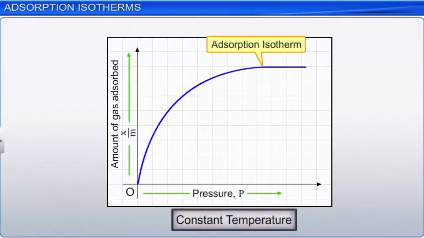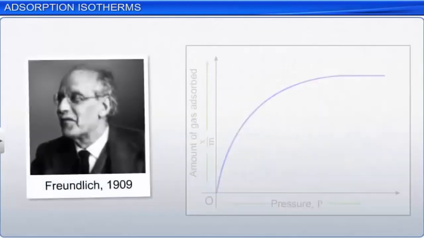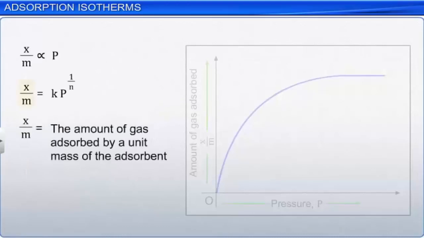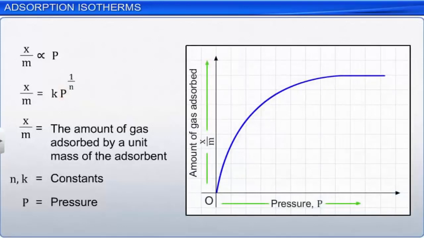Freundlich, in 1909, was the first to propose a mathematical relation for an adsorption isotherm. He gave an empirical relationship between the quantity of gas adsorbed by a unit mass of a solid adsorbent and pressure at a particular temperature. The relation can be expressed as x/m = k × P^(1/n), where x/m is the amount of gas adsorbed by a unit mass of the adsorbent, n and k are constants, and P is the pressure. This relationship is generally represented in the form of a curve and is known as the Freundlich adsorption isotherm.